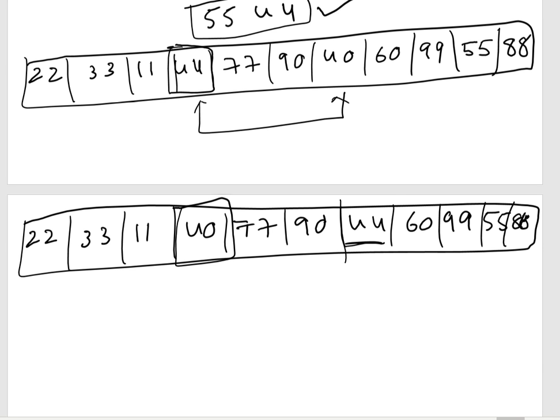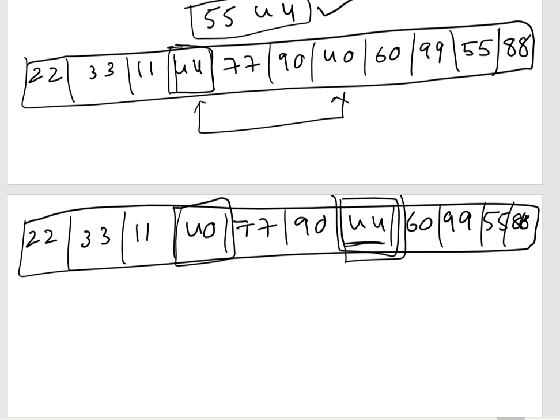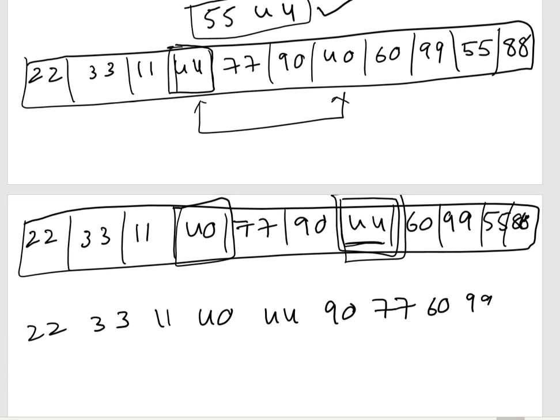44 is here, right? This is our pivot value. So 40 is here. So what we will do here? Yes. So after repeating steps 1 and 2, what is the array we will get? Finally we will get 22, 33, 11, 40, 44, 90, 77, 60, 99, 55 and 88.